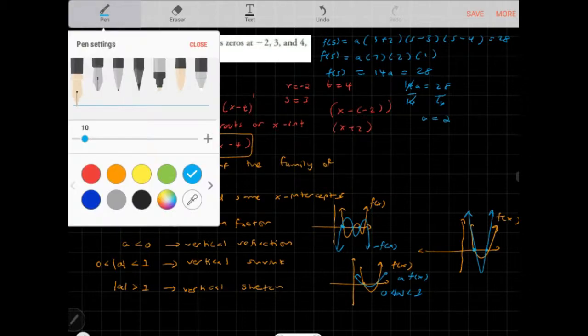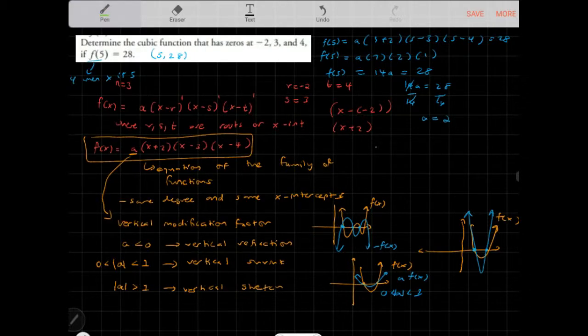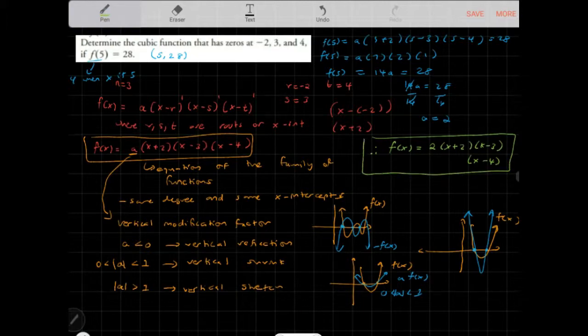Therefore, f of x, the equation here, is 2(x + 2)(x - 3)(x - 4). So that is the equation of your function.